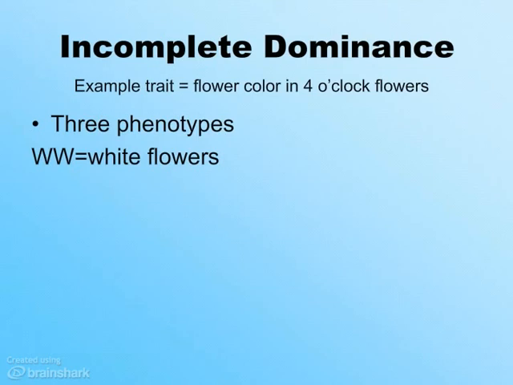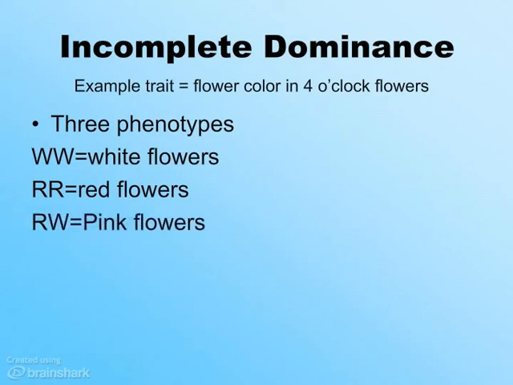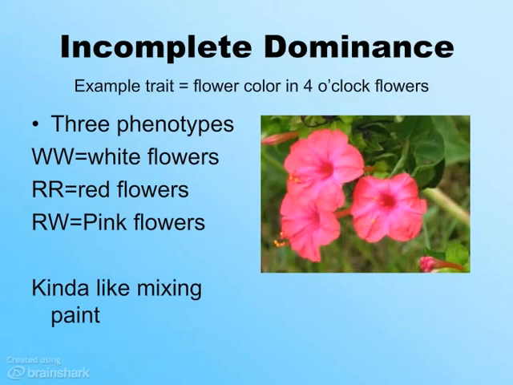So you can be homozygous white, and in that case you'd have the white flowers, or homozygous red, in which case you'd have the red flowers, or you can be heterozygous red-white, where you'll have the pink flowers. I always think of this as kind of like mixing paint. So neither protein or neither color is fully expressed. It's neither red nor white. It's some intermediate color.